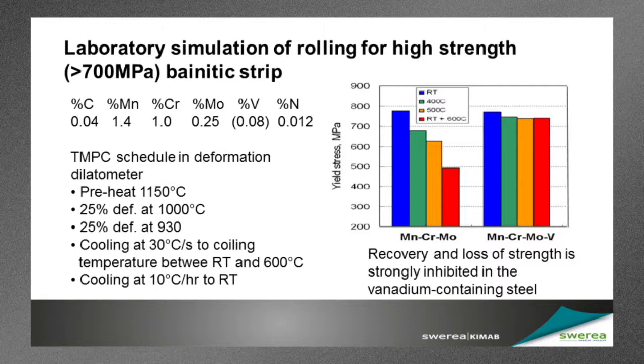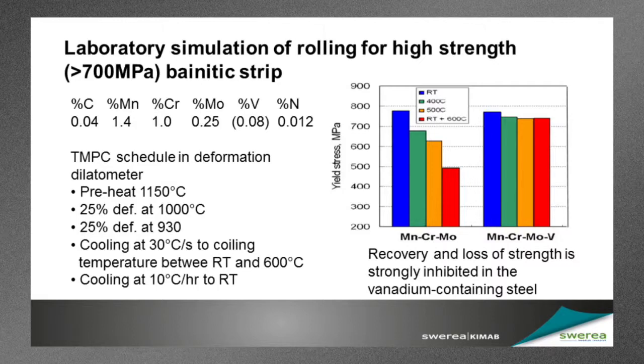So in all these cases, irrespective of the simulated coiling temperature, we are exceeding the desired 700 megapascal strength level. To demonstrate this in another way, we took the materials that have been cooled to room temperature and then reheated them to 600 degrees. So that's the blue bars have been reheated to 600 degrees, and we're now looking at the red bars on the right.